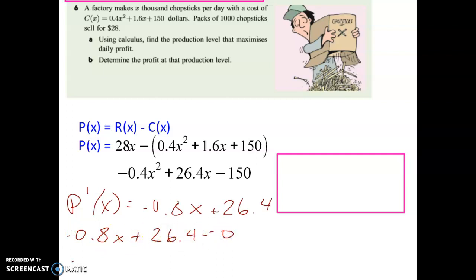All right, subtracting 26.4 from both sides. And then I'm going to divide both of those by negative 0.8. Let me pick up my calculator here. So negative 26.4 divided by negative 0.8, and I get that x equals 33. So you might be tempted at this point just to say that the answer is 33, the production level that maximizes profit. I'm going to work with that 33.